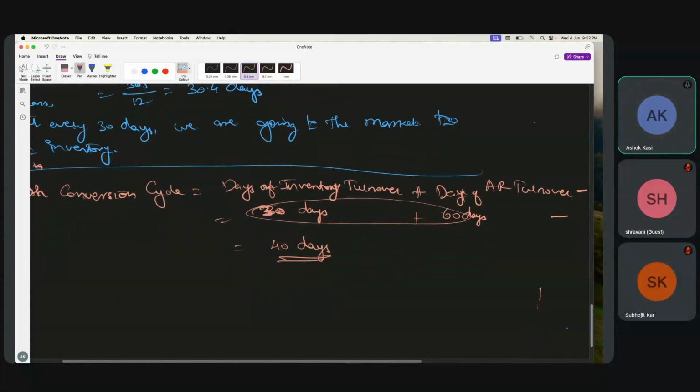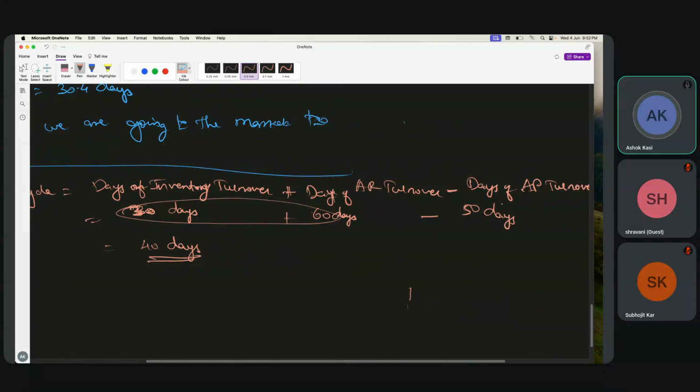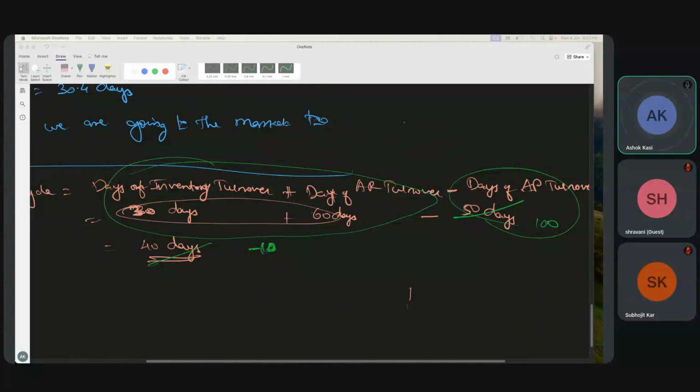Lower is better means what? Suppose instead of 50 here, assume you are taking 100 days to pay. That means it is minus 10. What does this mean? That means you are not using your own money at all. Very good business for you, because you are taking 100 days to pay, and that money you can utilize over here, and still you have 10 more days to save. So if the cash conversion cycle is negative, it is excellent. And there are certain businesses where it is negative. I'll just show that.